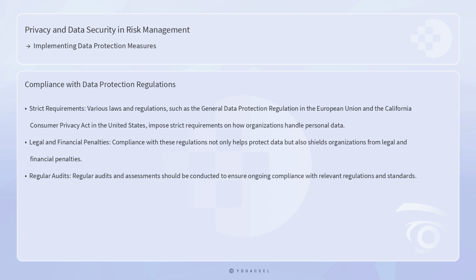Organizations must also ensure compliance with data protection regulations and standards. Various laws and regulations, such as the General Data Protection Regulation in the European Union and the California Consumer Privacy Act in the United States, impose strict requirements on how organizations handle personal data. Compliance with these regulations not only helps protect data, but also shields organizations from legal and financial penalties. Regular audits and assessments should be conducted to ensure ongoing compliance with relevant regulations and standards.